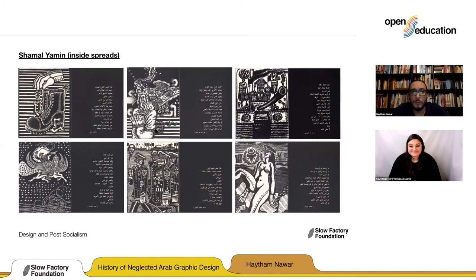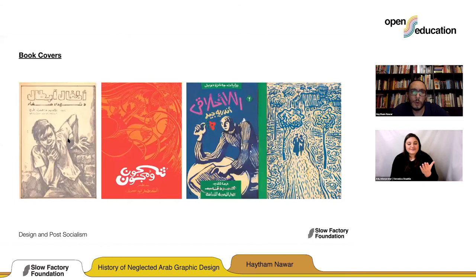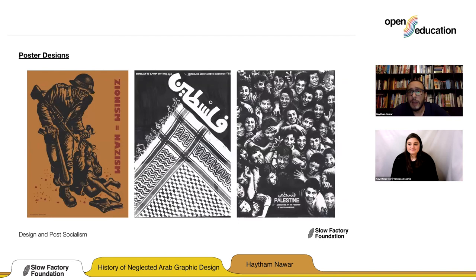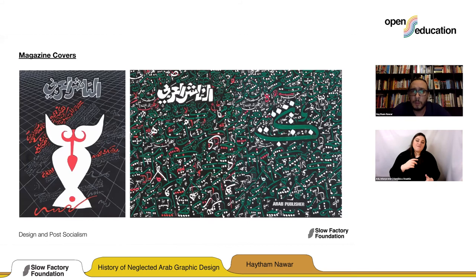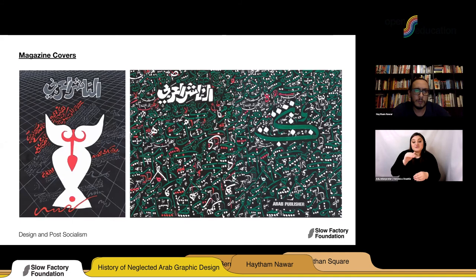Some of his book cover designs, and some of his posters for Palestine as well. You can see the Palestinian Kufiya, making a connection between Zionism and Nazism, and the Palestinian children as well. A beautiful book design for an Arab publisher. A magazine was published by the Arab League in Tunisia for 10 years, mostly about the Arab publishing industry.